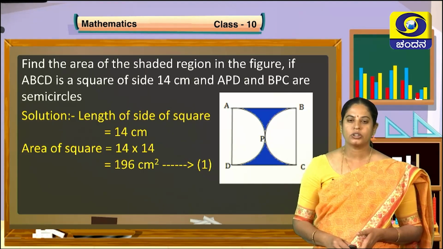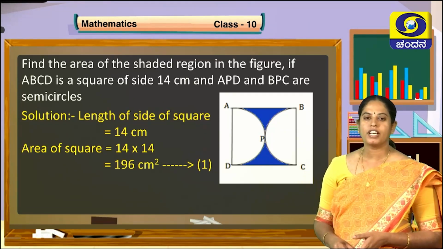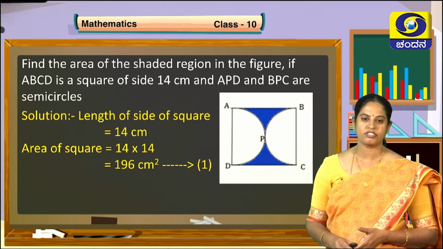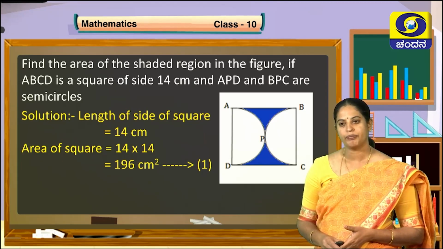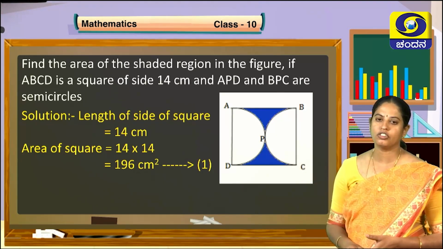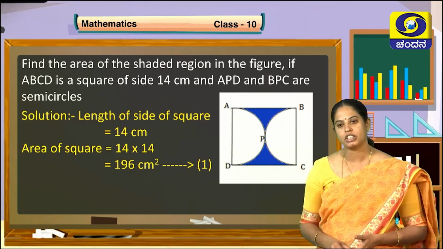First, we are going to write what is given, that is length of side of square, that is 14 centimeter. The first step is to find the area of square. It is very easy to find the area of square. You know, the area of square is given by side into side. Yes, that is 14 into 14. 14 into 14 is how much? It is a perfect square, that is 196 centimeter square.